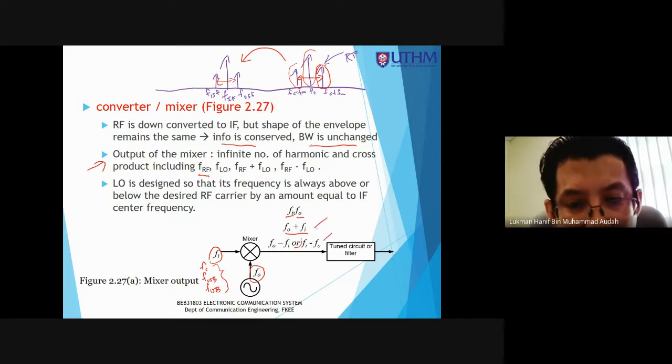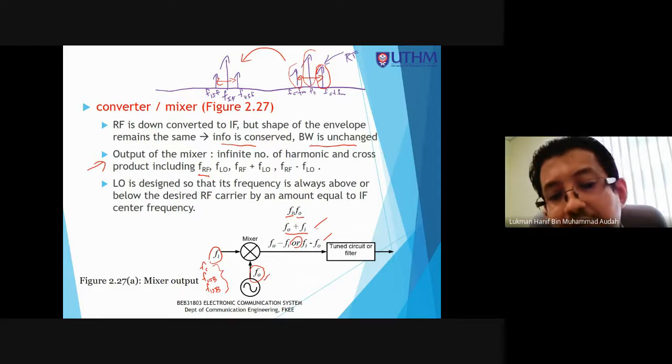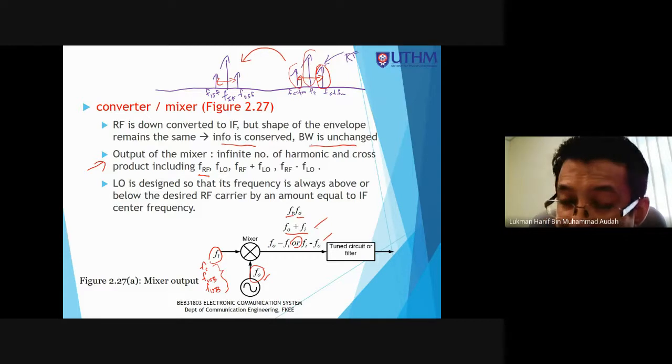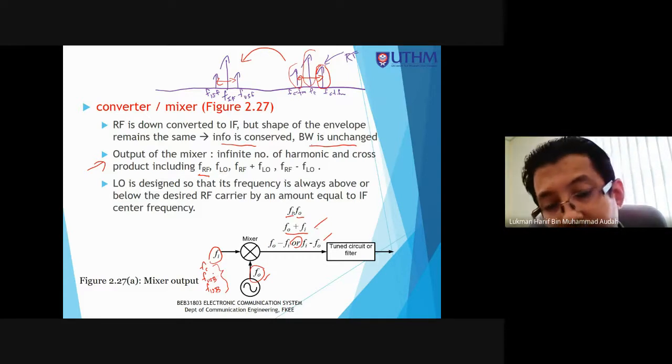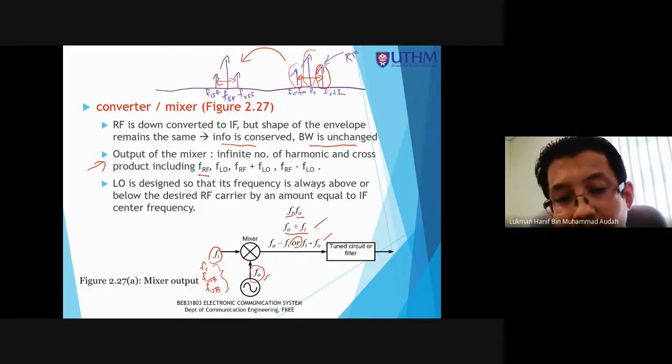So kenapa dia buat OR? Sebab nilai local oscillator frequency ini dia boleh jadi lebih kecil daripada input. Okay. So kita gunakan OR di sini supaya kita dapatkan positive frequency. Okay, tidak ada negative frequency. So maknanya frekuensi besar tolak frekuensi kecil. Mana satu yang lebih besar lah. Tetapi pada hakikatnya, pada kebiasaannya, FLO, local oscillator ini mempunyai frekuensi yang lebih besar normally.